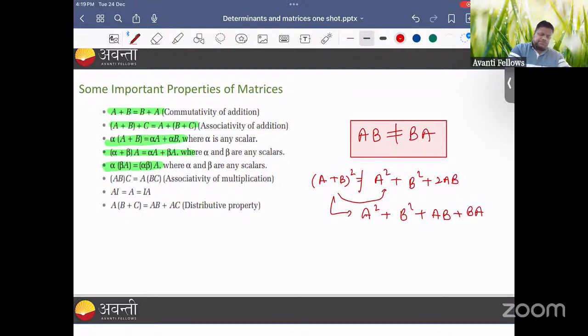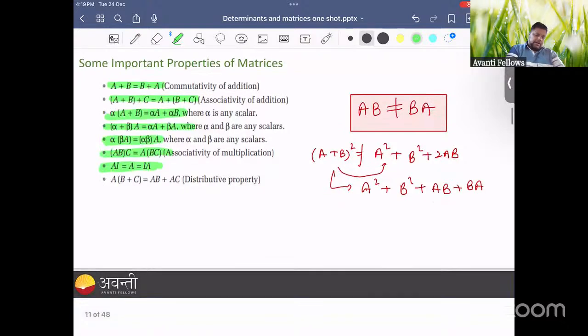Got it? Okay. Identity matrix commutes with every matrix. So IA equals A equals AI. Now, matrix product is associative. A times B, multiplied by C, or A multiplied by B times C, is also one and the same thing. Now, matrix product is distributive, meaning A times B plus C is AB plus AC. Fine.